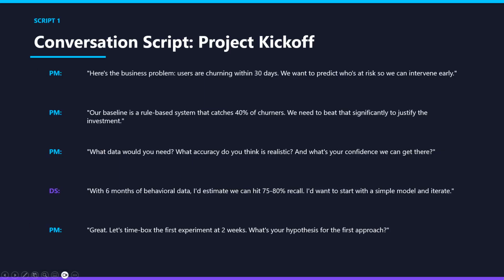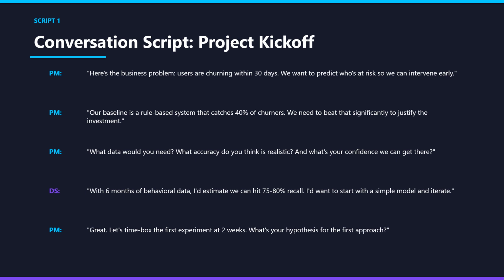Now I'm going to give you three conversation scripts for every scenario, every AI PM phase. These are based on real conversations I have had. Use them as templates. Okay. Script one, the project kickoff. You are starting a new initiative. Here is how to frame it.